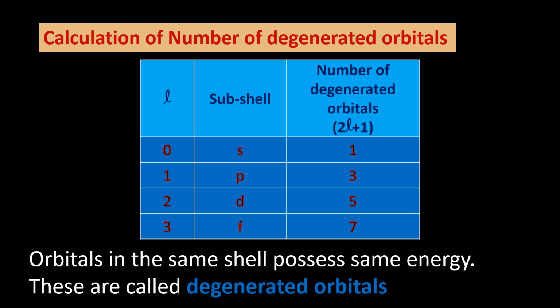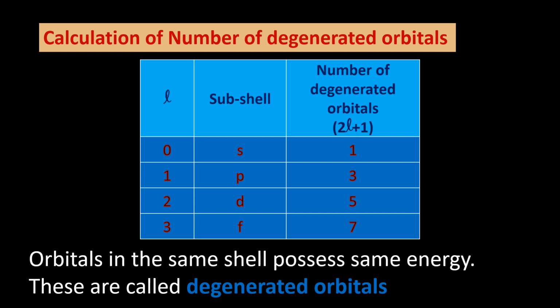And coming to D, I already showed you the 5: yz, xz and xy, x square minus y square and z square. If you want, you can go back to the video and see those are the degenerate orbitals. And F, I also showed you already, 7. These are the number of degenerate orbitals in each subshell.